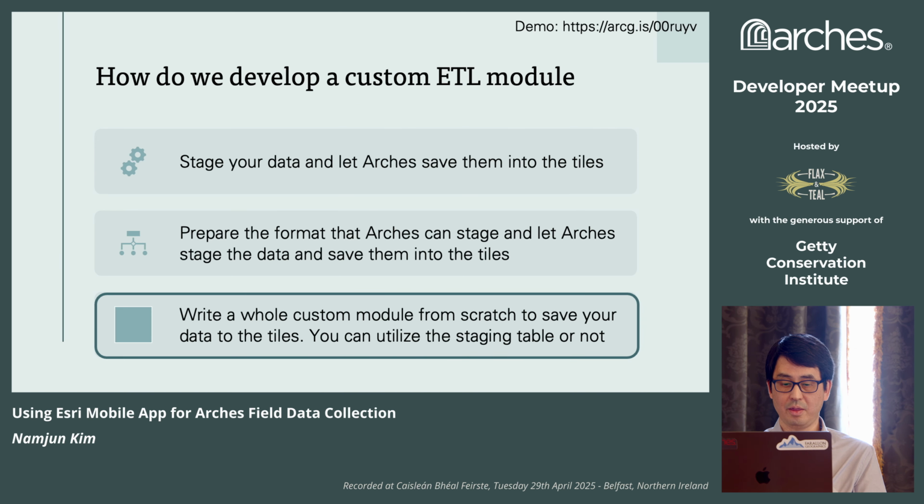And if you are ambitious, then you can write the whole thing from scratch to save to tile. You can skip the validation, but you will have to write the validations and how to write to the table. So we are trying to do the second strategy, basically. Not quite there, but we can just create a big JSON of node alias and value pairs, and then let Arches stage and save the data.